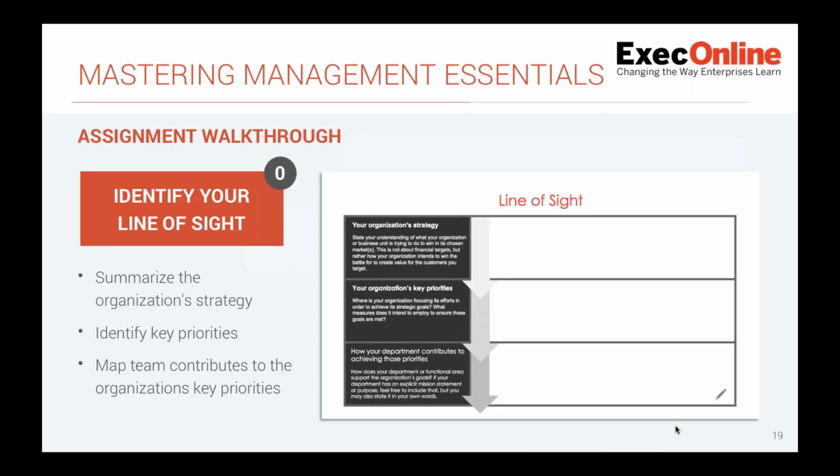So here we're asking Alejandra to identify her line of sight. And the way that works is when I enter the modules where I work on this, I am given a weekly assignment. This is an example of what that weekly assignment looks like. It's please identify how would you summarize your organization strategy? How would you identify your organization's key priorities? And then summarize how does your team contribute to those priorities?